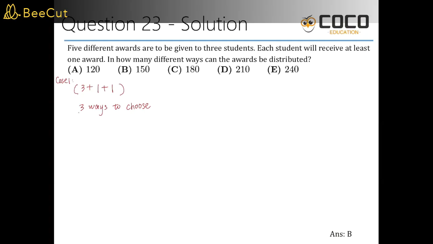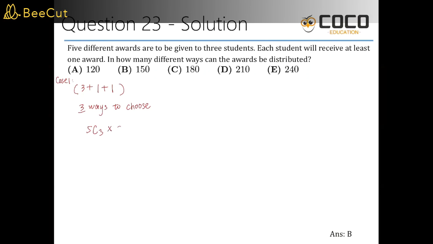So there are 3 ways to choose which student received 3 awards. After that, because the 5 awards are all different, for the one who received 3 awards, you need to choose 3 of them out of the 5 awards. So 5C3. Now there are 2 awards left.